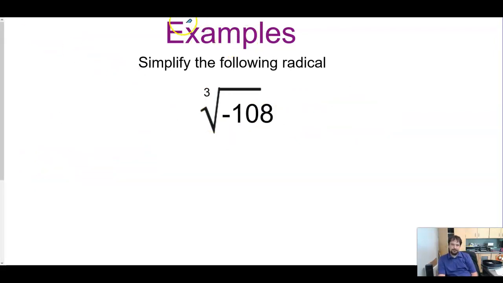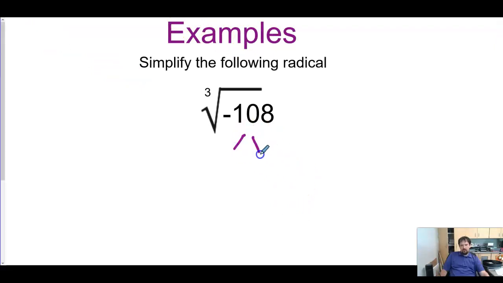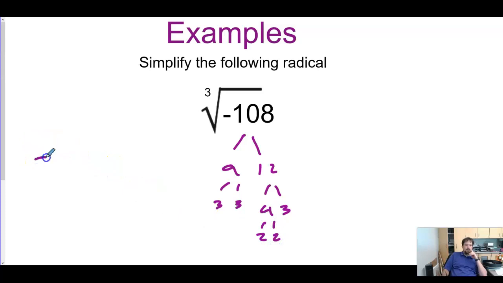So if we look at this one, we got negative 108. All right, so if we break this down, we get a 9 and a 12. And notice it's a negative. That will come into play also in just a minute. So just keep that negative in mind. So 9 breaks down to 3 and 3. And 12 breaks down to 4 and 3. And 4 is the same as 2 and 2. So my prime factorization, I get 3 times 3 times 3 times 2 times 2.